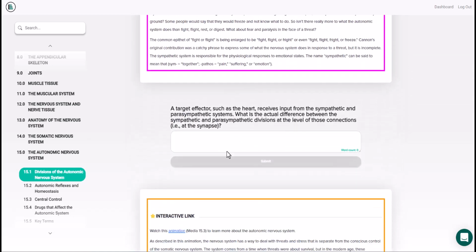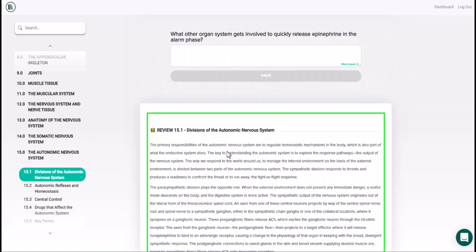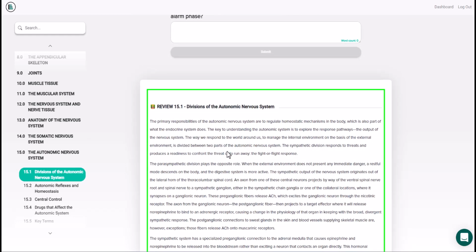And that brings us to the end of 15.1. Again, the most important thing for you to do is to compare and contrast the anatomy, the functions, the responses of these two divisions.